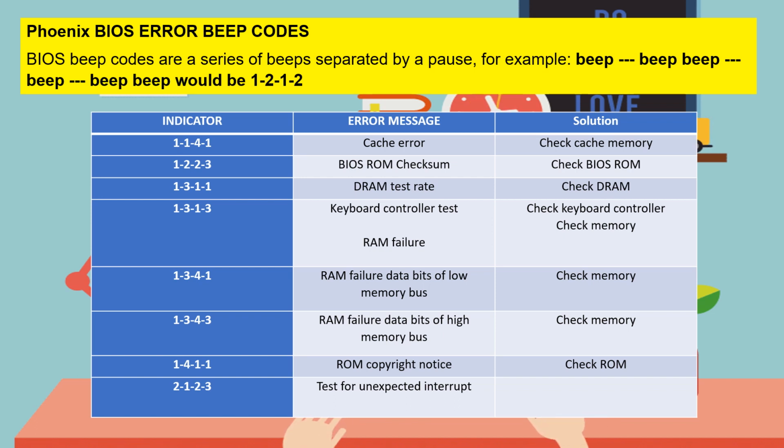1-2-2-3. BIOS ROM checksum. Check BIOS ROM. 1-3-1-1. DRAM test error. Check DRAM. 1-3-1-3. Keyboard controller test. Check keyboard controller. RAM failure. Check memory. 1-3-4-1. RAM failure, data bits too low on the memory bus. Check memory. 1-3-4-3. RAM failure, data bits too high on the memory bus. Check memory. 1-4-1-1. ROM copyright notice. Check ROM. 2-1-2-3. Test for unexpected interrupt.